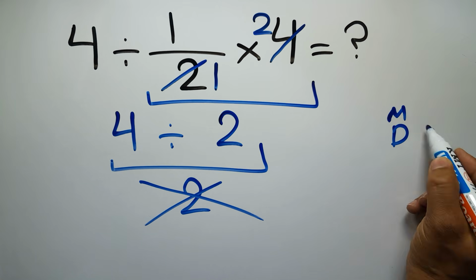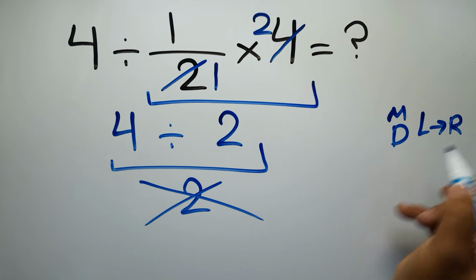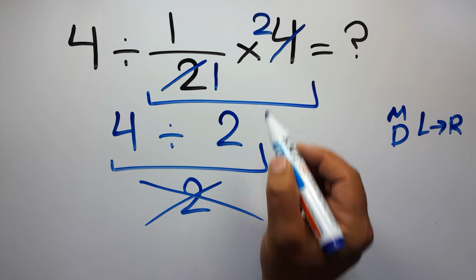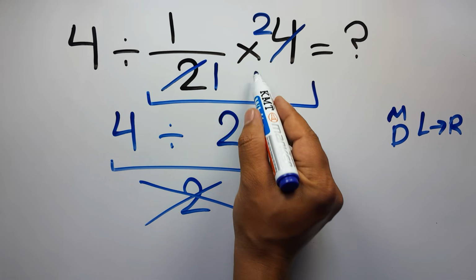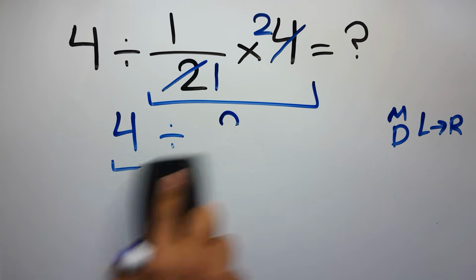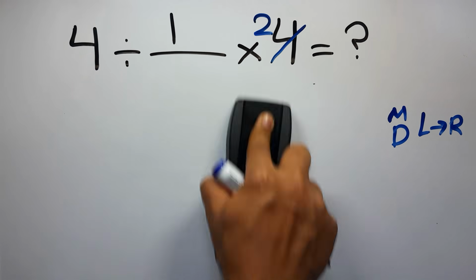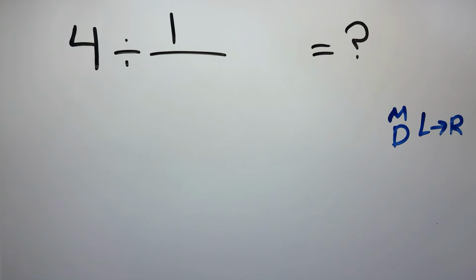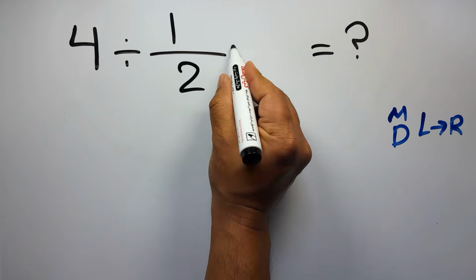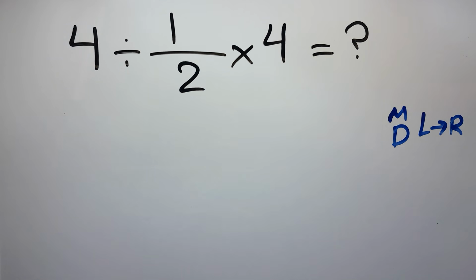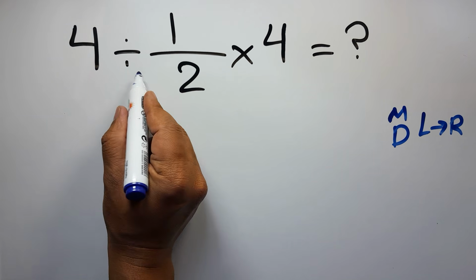equal priority and we have to work from left to right. So here, first we have to do this division, then this multiplication. If we do this multiplication before this division, it is wrong. So first we have to do this division.